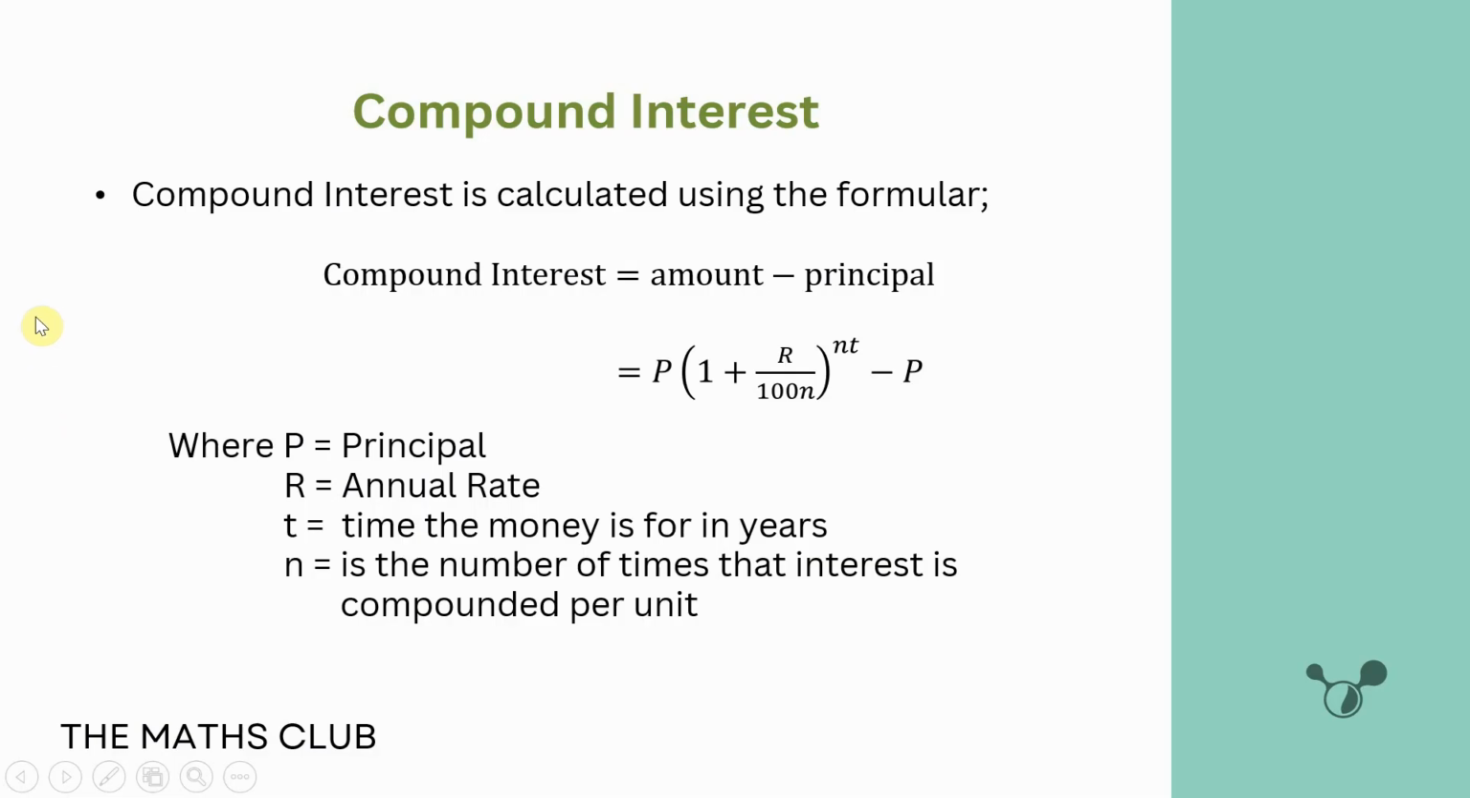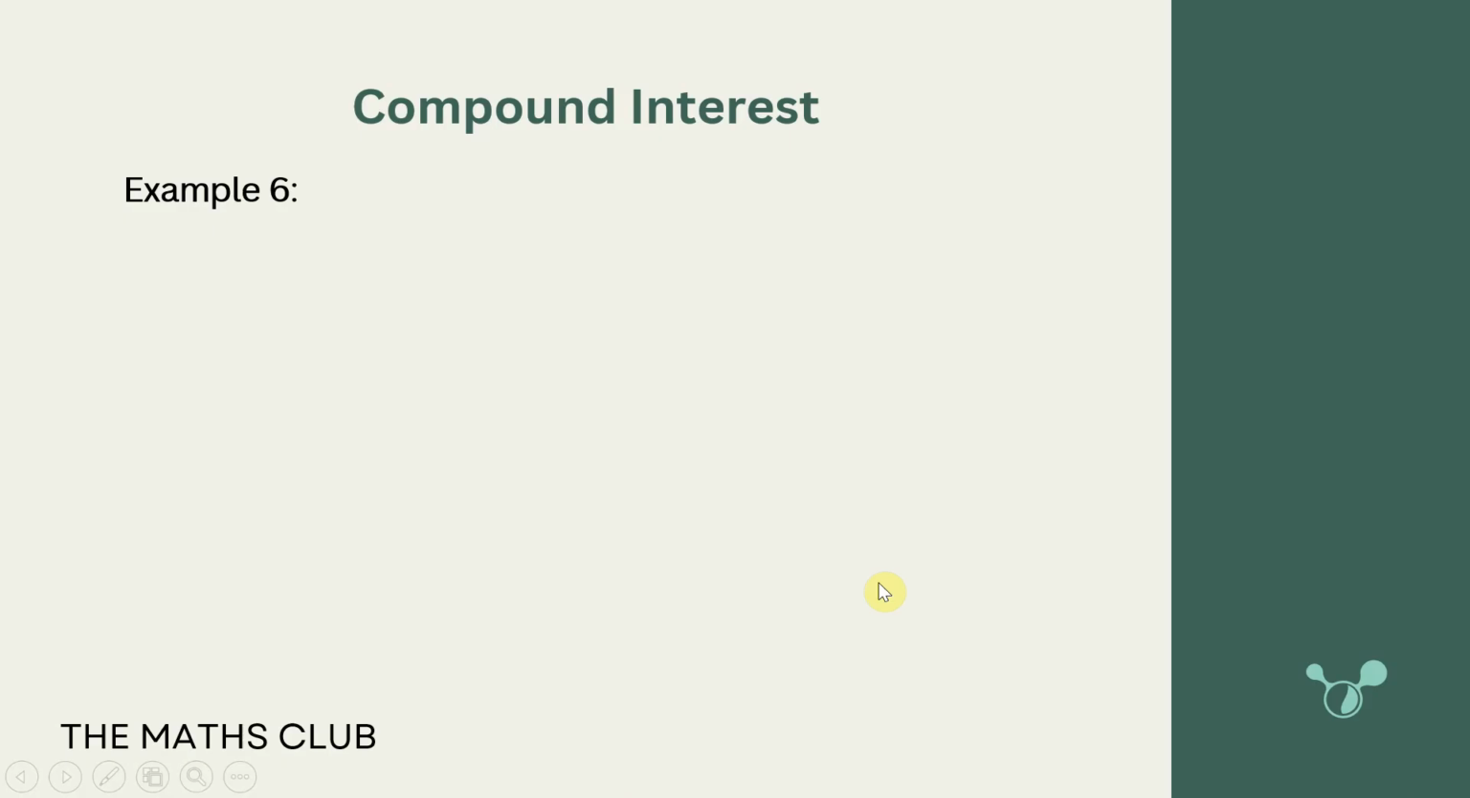Bringing that to light, we know that compound interest can now be calculated differently. Instead of just saying 1 plus R over 100, we're now saying 1 plus R over 100N, because the compounding period might not always be 1 year, raised to the power of NT. So that's just a small change, where N is the number of times that interest is compounded per unit time. Let's see an example.